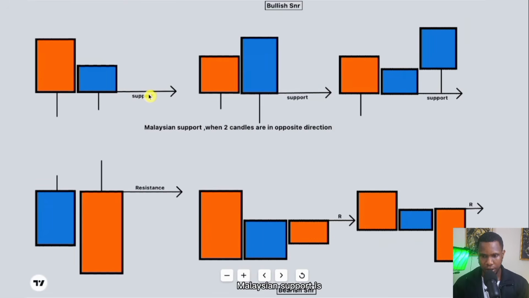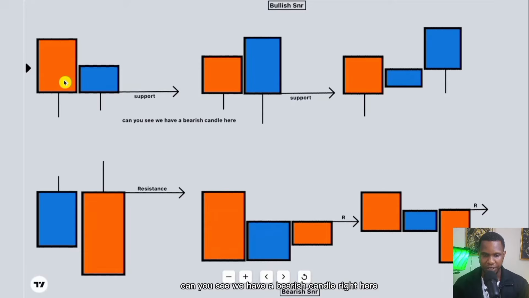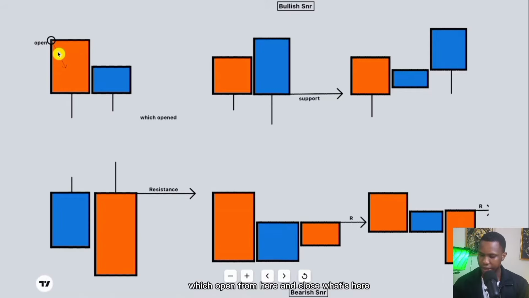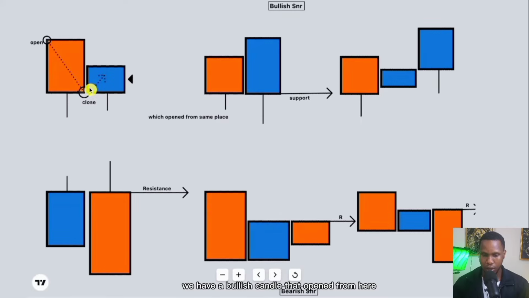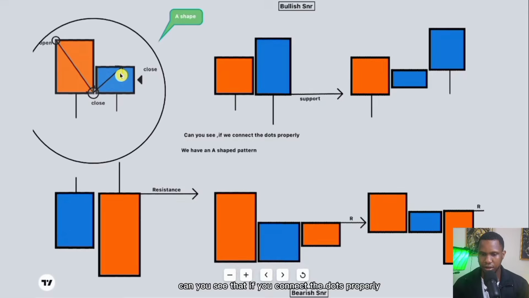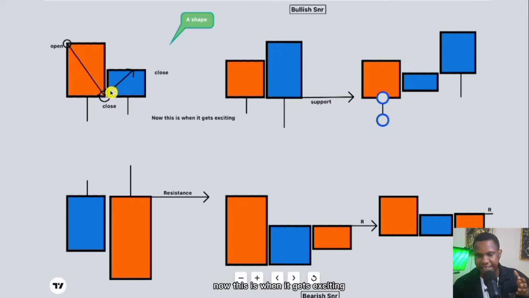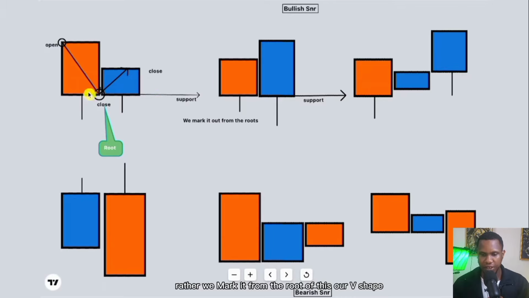Malaysian support is when two candles are in opposite directions, forming what? A V shape. Can you see we have a bearish candle right here which opened from here and closed towards here. We have a bullish candle that opened from here, the same place, and closed here. Can you see that if you connect the dots properly, we have a V-shaped pattern right here. Now this is when it gets exciting. We don't mark the support from the wicks, we mark it from the roots of this V shape.